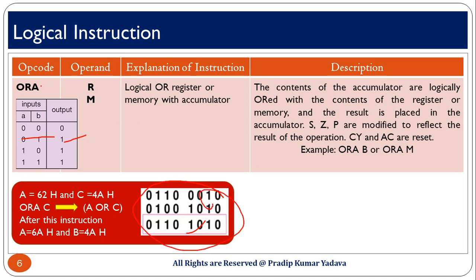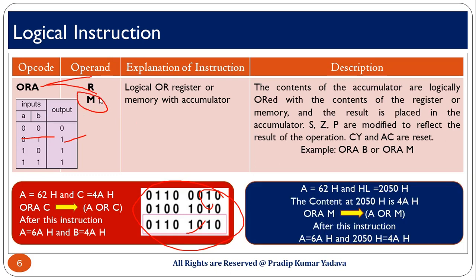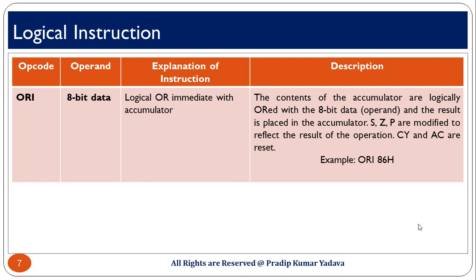In the same manner, in the previous slide I have already discussed M. So, you can see the second example. Here the content of M is 4A and the content of A is 62. When you write ORA M, there will be OR operation between the accumulator and the content of memory. Now, moving towards ORI and 8-bit data. Here we directly perform OR operation between the content of the accumulator and the given content with the instruction, or in the form of an operand.